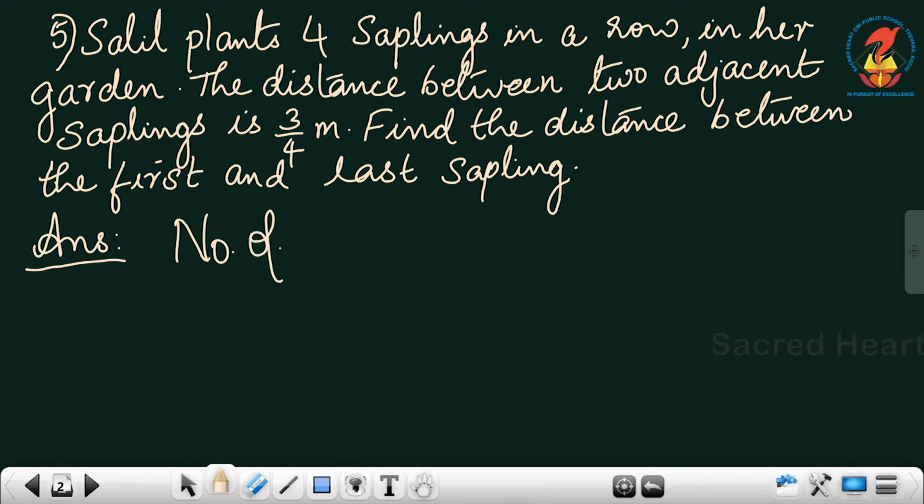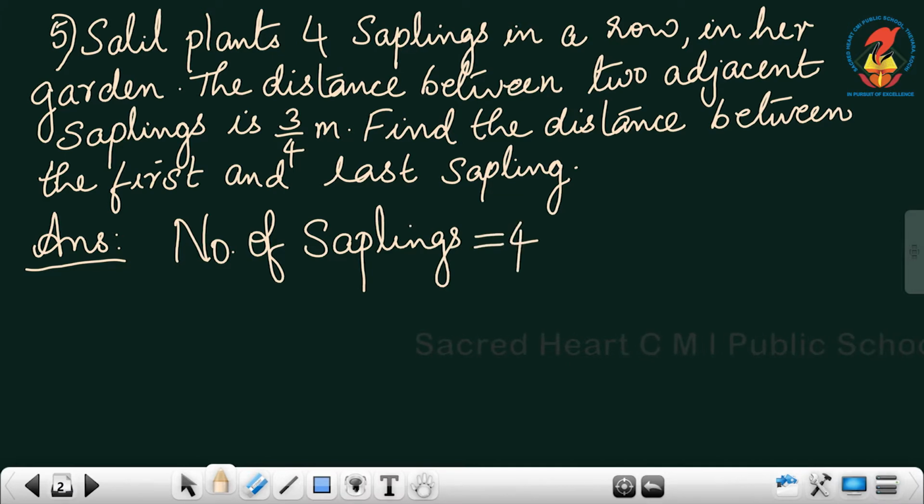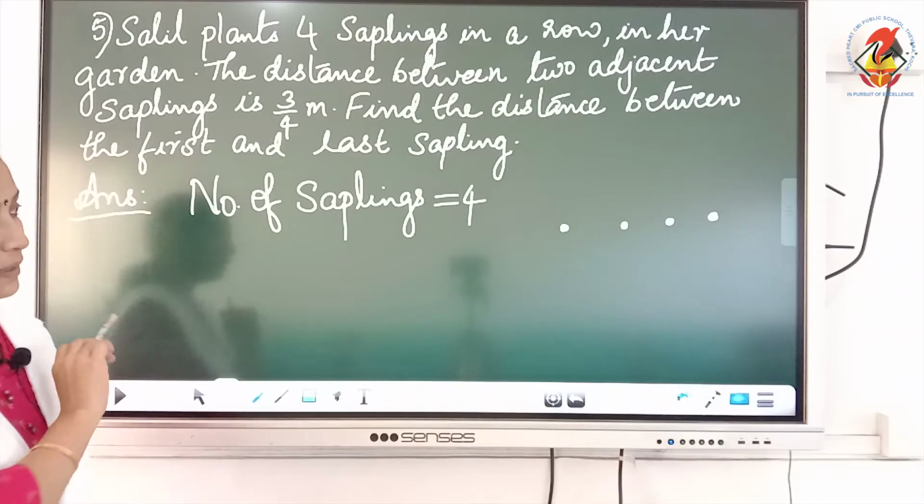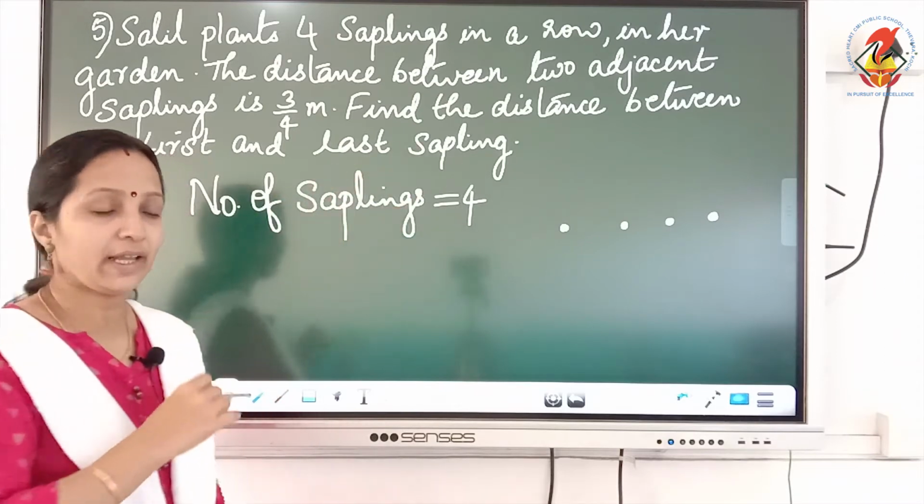Number of saplings is equal to 4. So Salil wants to plant 4 saplings in a row. Row means what? Like this way. Same line. First sapling here, second sapling, third sapling and fourth sapling. So she wants to plant the 4 saplings in a row means just one line.